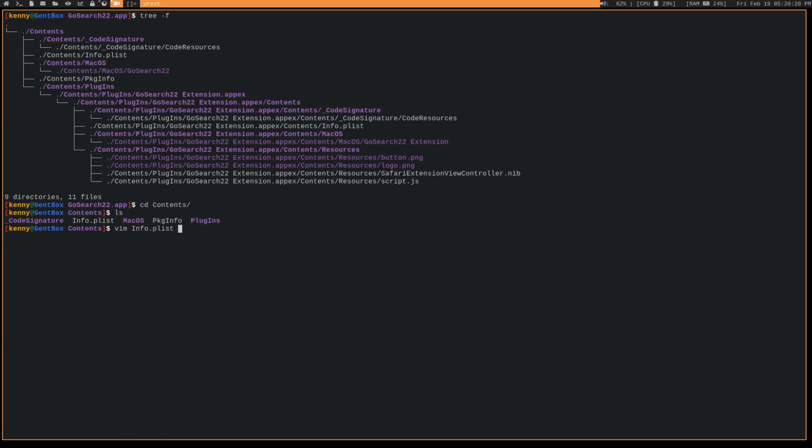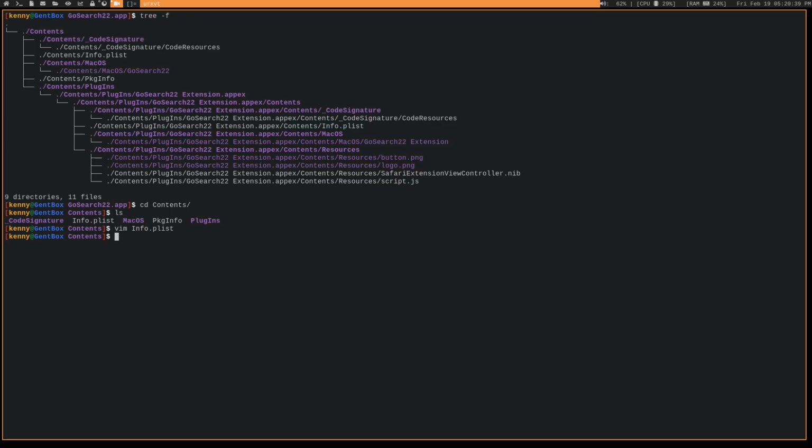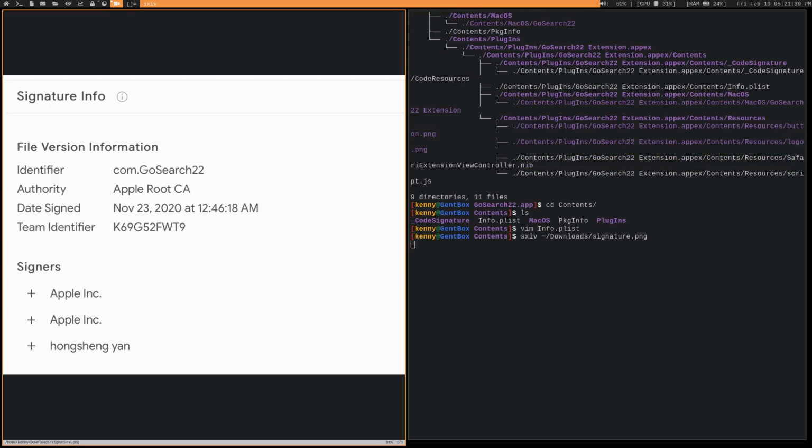Let's go into the properties of this. Take a look at the properties file. So we can see that it's meant for Mac OS X, but not iOS. So it's a bit of a targeted malware. It doesn't affect all of Apple's devices. We can take a look at the signature of this. I have it downloaded on my computer.